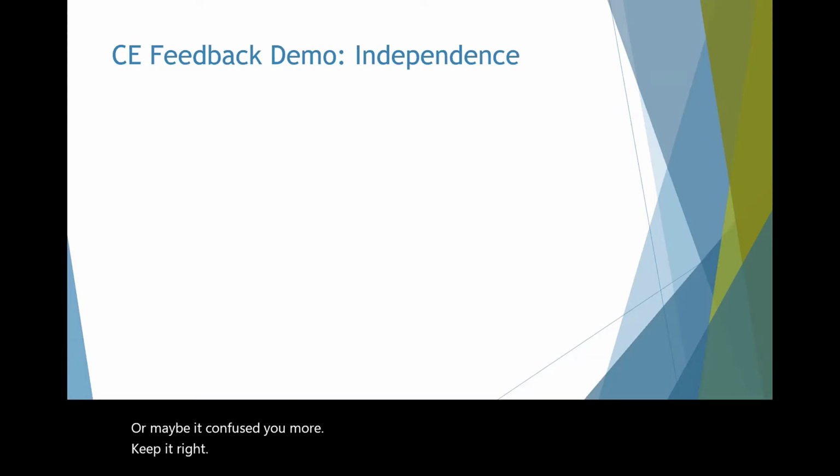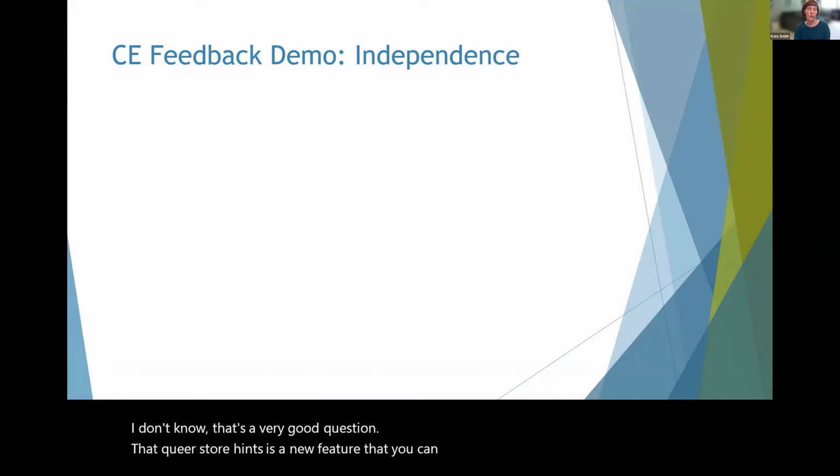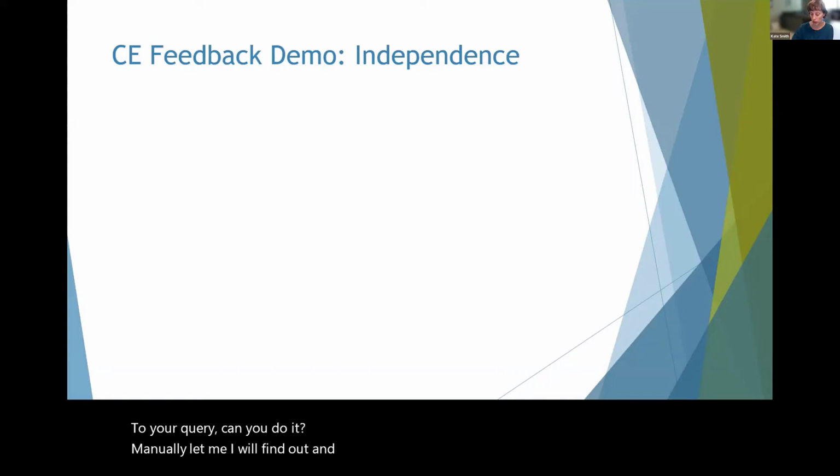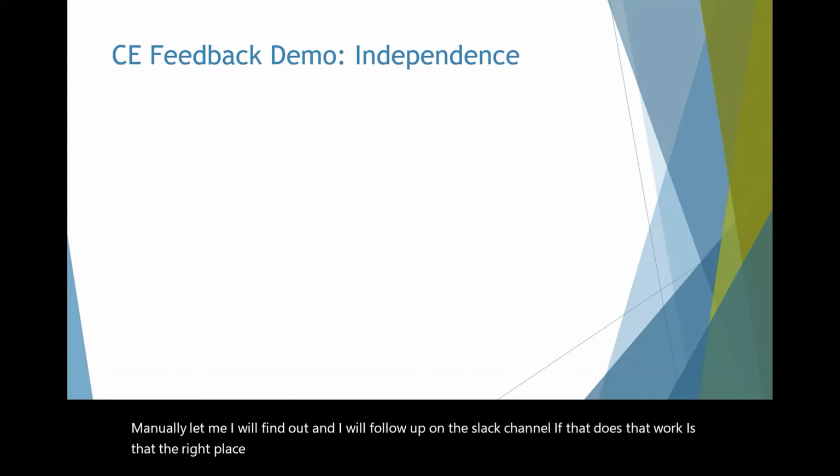Yeah. So let's see, can you use that hint in your query to tell SQL of known correlations ahead of time? I don't know. That's a very good question. I know that Query Store hints is a new feature that you can use to apply hints to your query. Can you do it manually? I will find out, and I will follow up on the Slack channel. Is that the right place? That works perfect. Thank you. I'll grab the question. You're good to keep going.